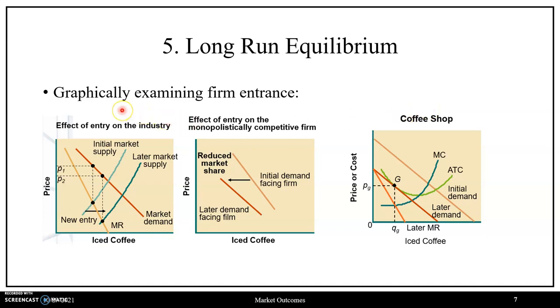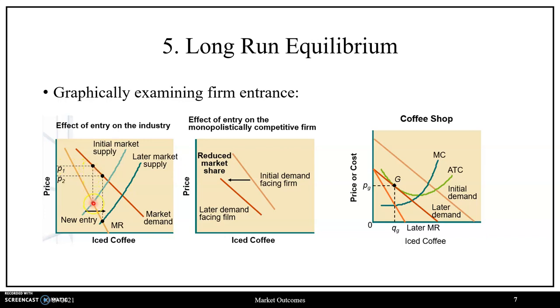So beginning with our iced coffee industry, we have our initial curves from before: downward sloping market demand, downward sloping marginal revenue, and our initial upward sloping market supply curve. Marginal revenue is equal to market supply, giving us our initial quantity level in equilibrium, pricing at our initial market demand curve, giving us our corresponding price point.